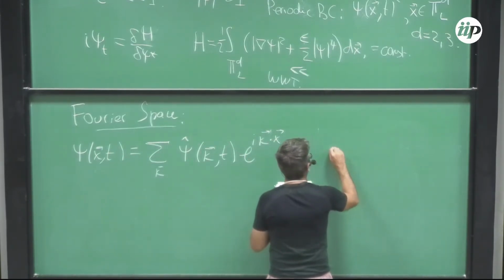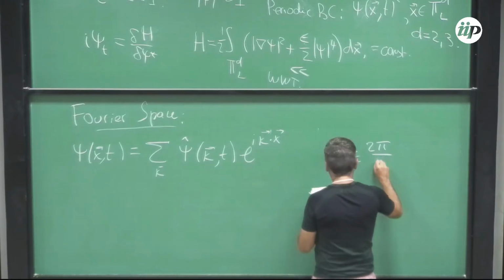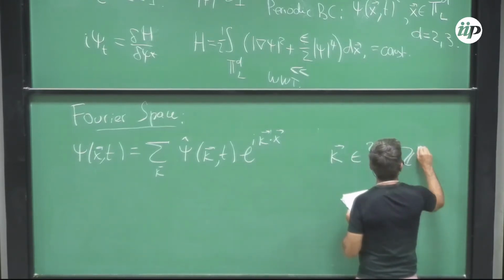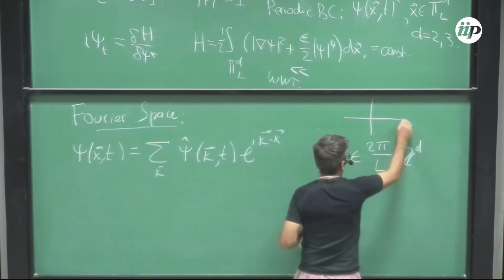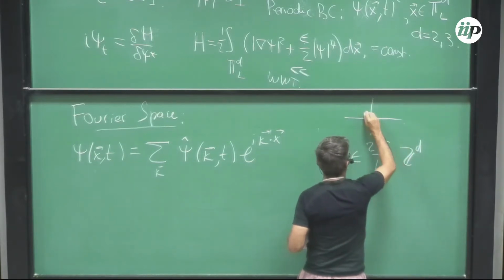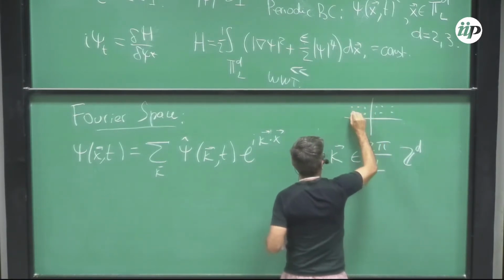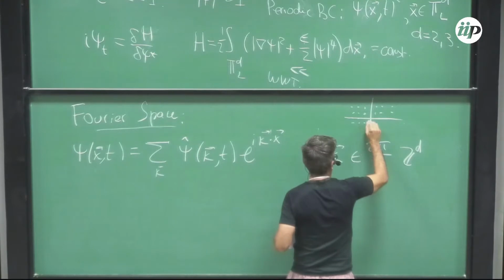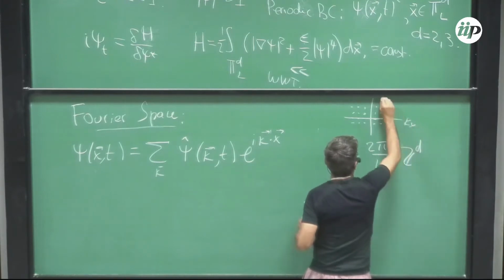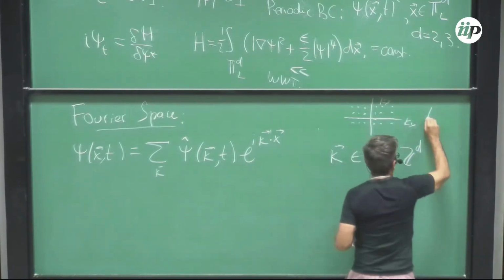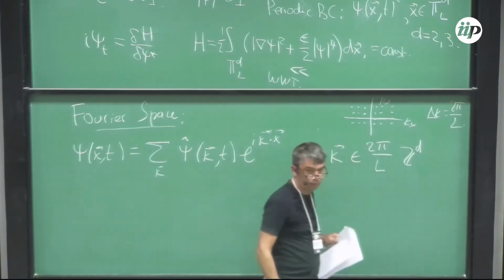And because of periodic boundary conditions, the wave number will be on a lattice like this. So it will be on a grid of points, right, kx, ky. So the distance between the points, as usual, because of periodicity, is 2 pi over the size of the box.